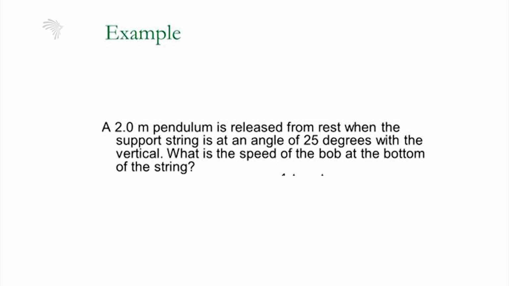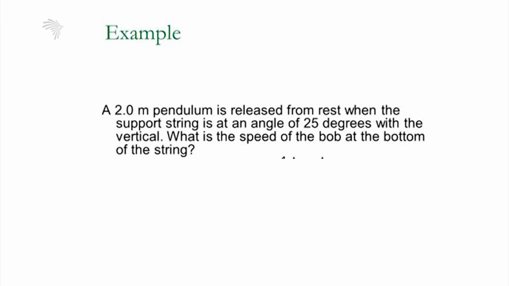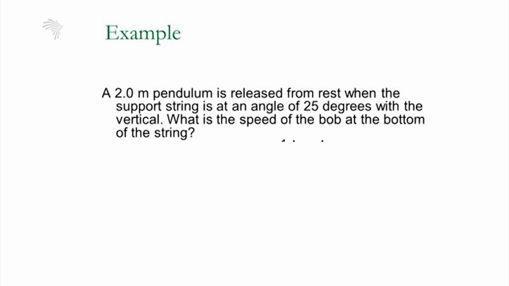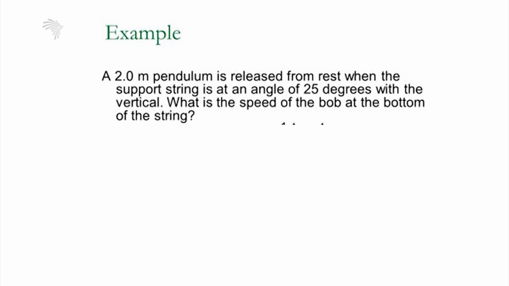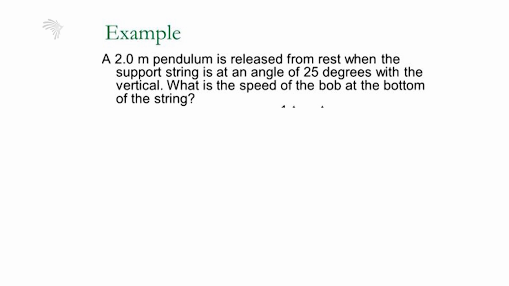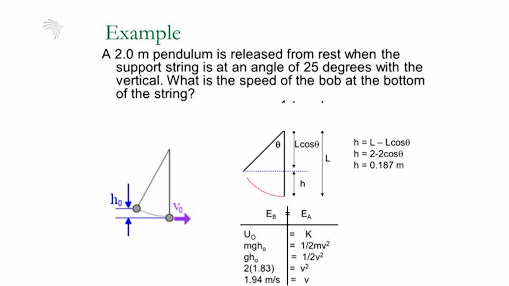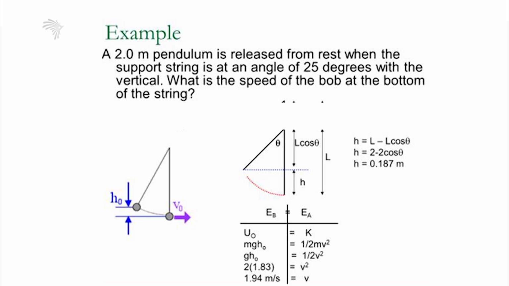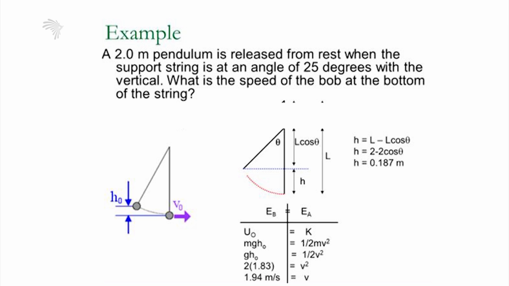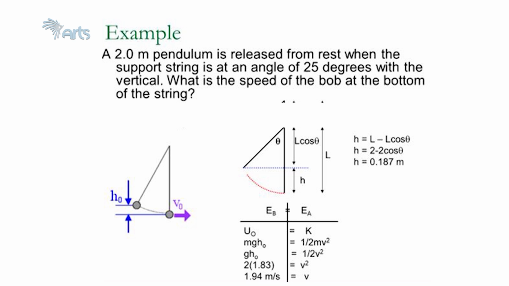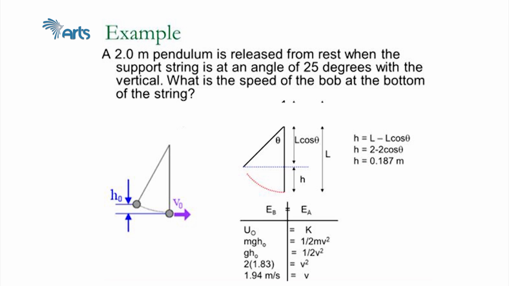A 2-meter pendulum is released from rest when the support string is at an angle of 25 degrees with the vertical. What is the speed of the bob at the bottom of the string? As you can see on the screen, you have a bob at a certain height h, and the length of the string is L. To find the height of the bob above the equilibrium position, h will be the total length of the string L minus L cos theta.